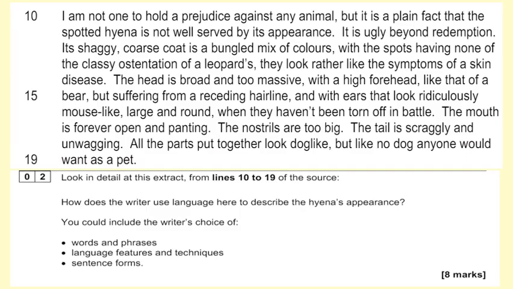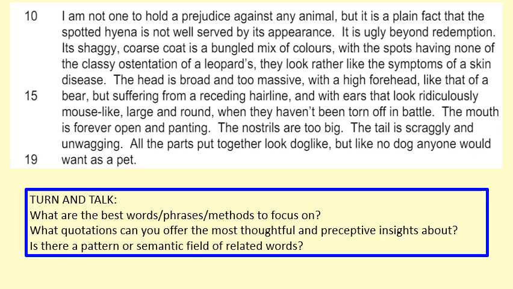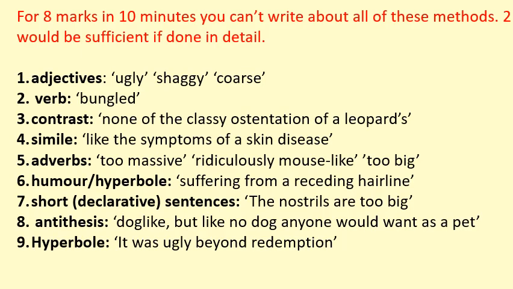Okay, so this was the question from last year's paper. How does the writer use language to describe the hyena's appearance? When I'm looking there, the first thing I can see is this idea of ugliness, and ugly beyond redemption: shaggy, coarse coat, spots, too massive, nostrils too big. All of it links in with that idea. Okay, so for 8 marks, 10 minutes, you can't write about everything, but they are some of the things that you might have thought about.